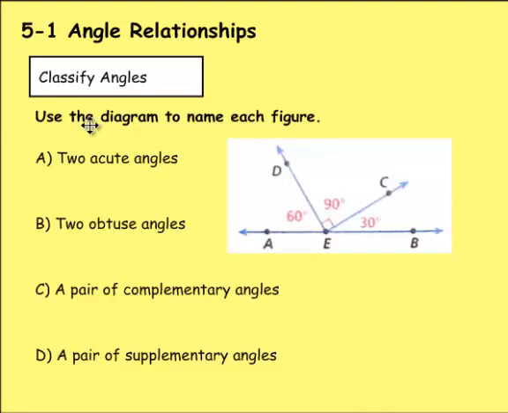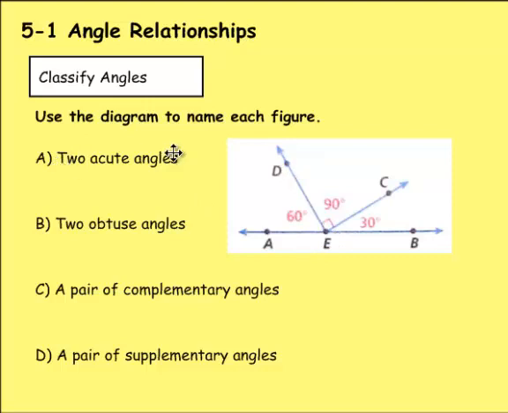So we're asked to use the diagram to name each figure here. We need to find two acute angles. And when we name angles, we have to make the vertex the middle letter. So here the E is usually going to be the vertex. That's the middle dot in each angle. So E will always be the second letter. Whether I say DEC or CED doesn't matter as much. All that matters is I have that E in the middle.